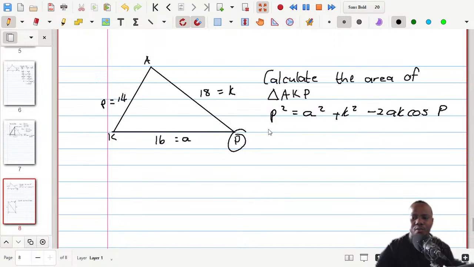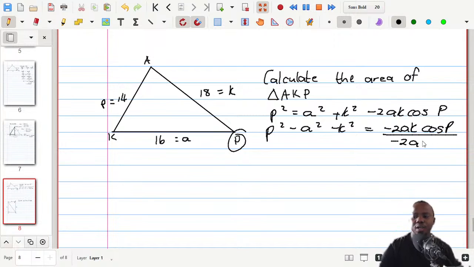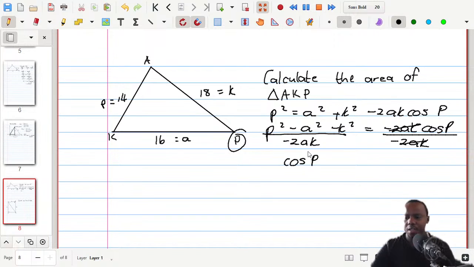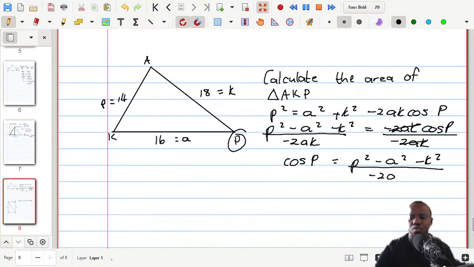In fact, let me rearrange my formula. P squared minus A squared minus K squared is equals to minus 2AK cos of P. When I divide by minus 2AK both sides, this is going to cancel that. I remain with cos of P. Cos of P is going to be equals to P squared minus A squared minus K squared divided by minus 2AK.